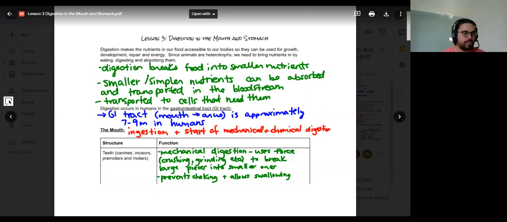They are very crucial, they hold a lot of responsibility in the digestive system. They are first off the grid, so to speak, when it comes to digestion.